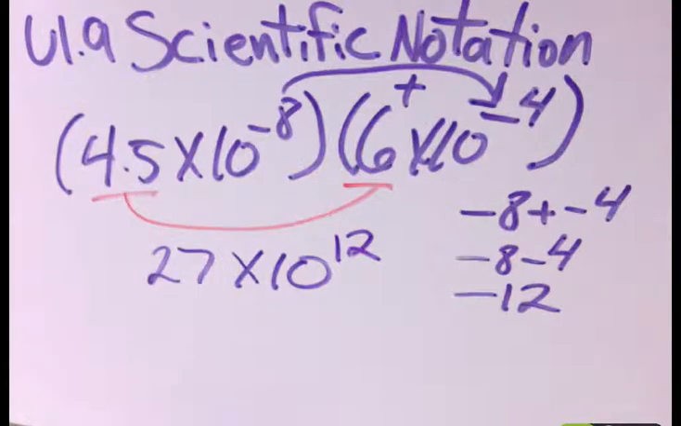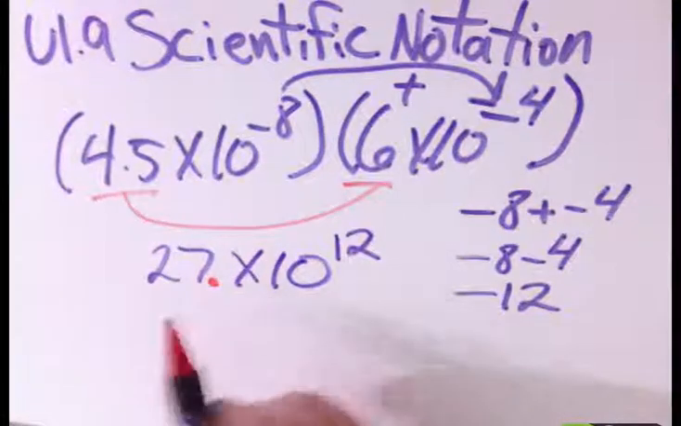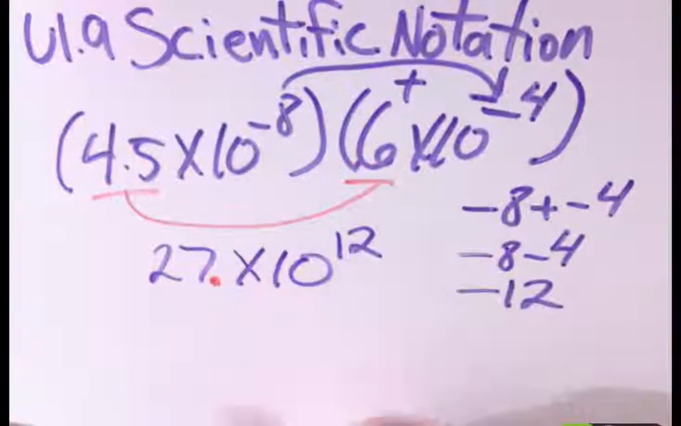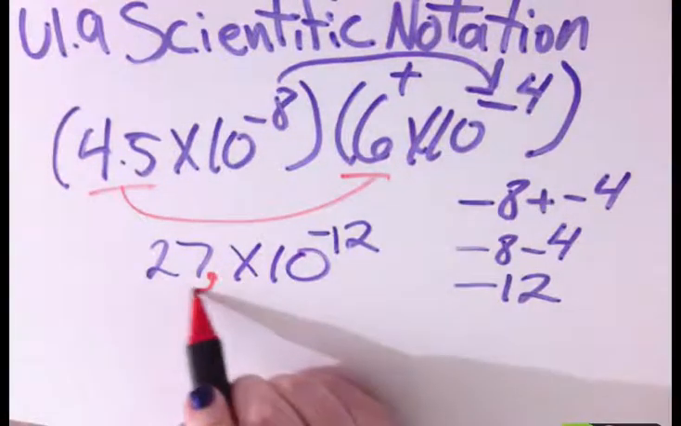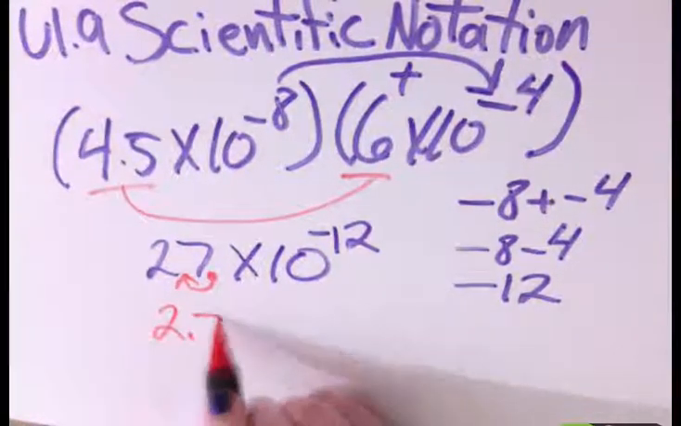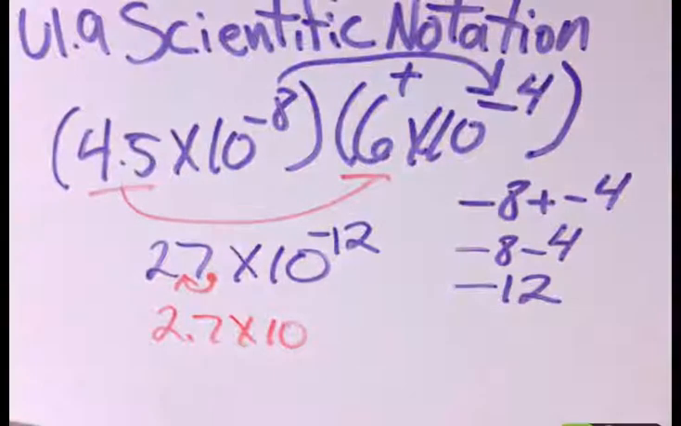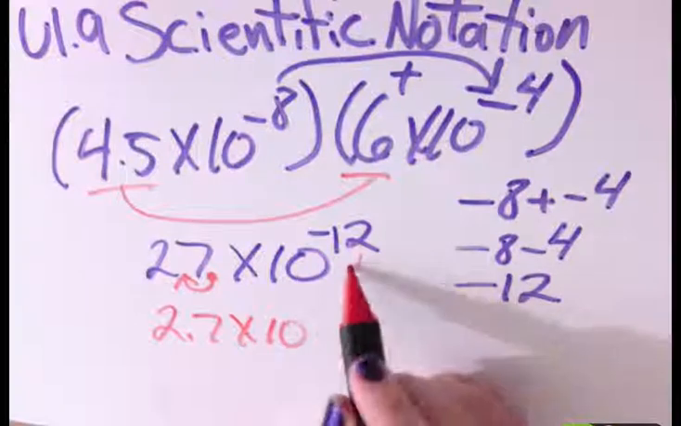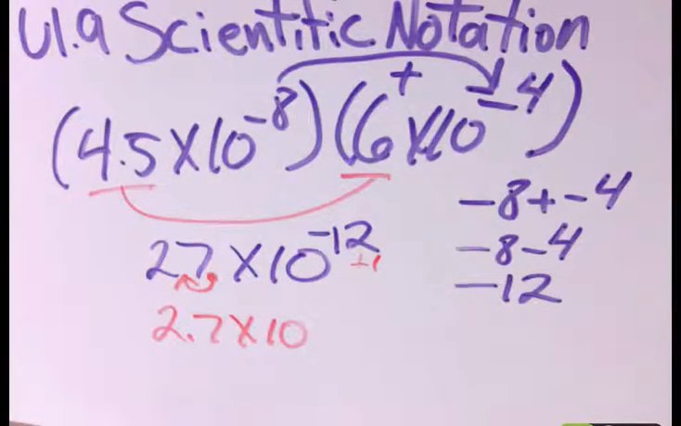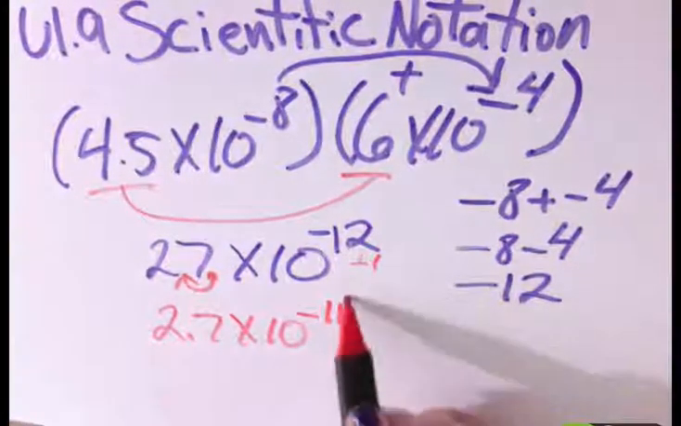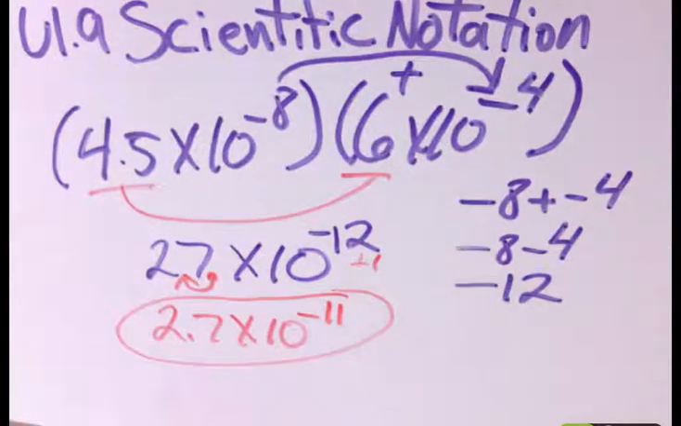But is that finished? So remember, we only can have one digit in front of our decimal place, so we have to move this decimal point over to the left. So that's going to give us 2.7 times 10, and since we moved it to the left, we have to add 1 to our exponent. So -12 plus 1 gives us that -11. So that would be our final answer there.